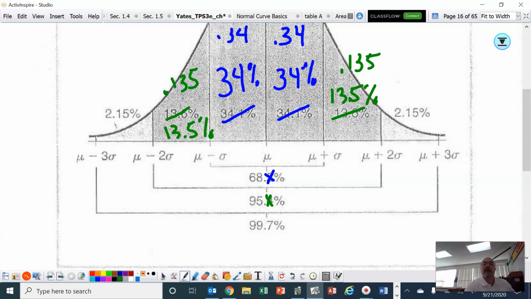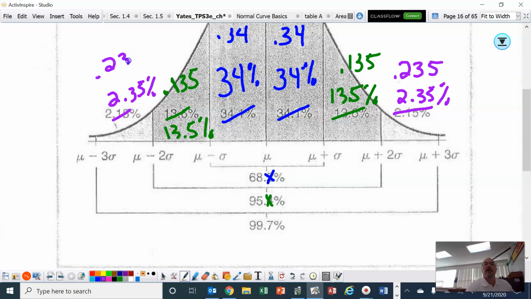But then that means the 2.15% would also change. That would no longer be 2.15%, that would be 2.35%, and the decimal for that would be 0.235. So pick one of them and stick with it, although we will be using our calculator after I show you how to use that a lot with this, okay?